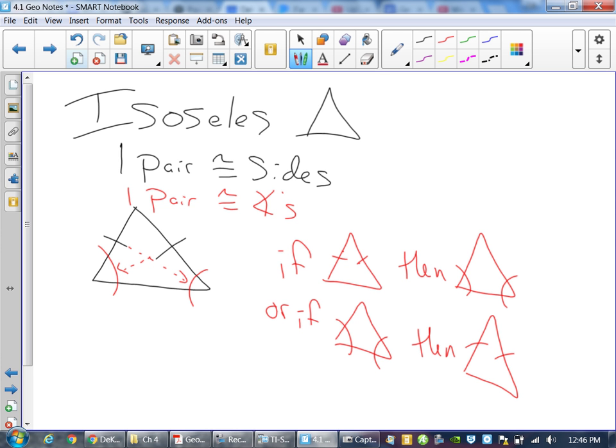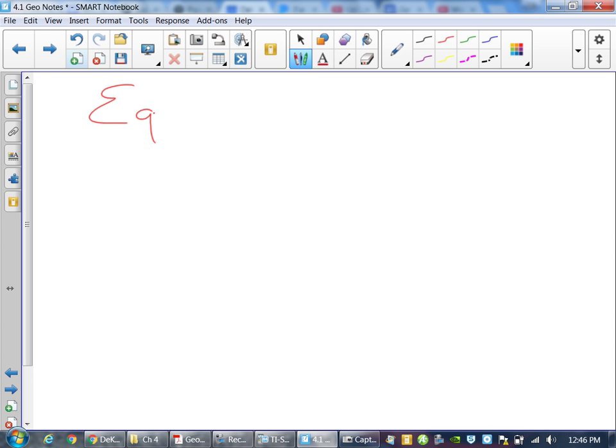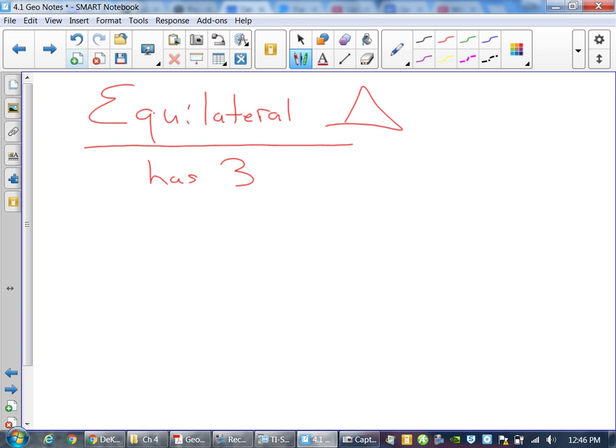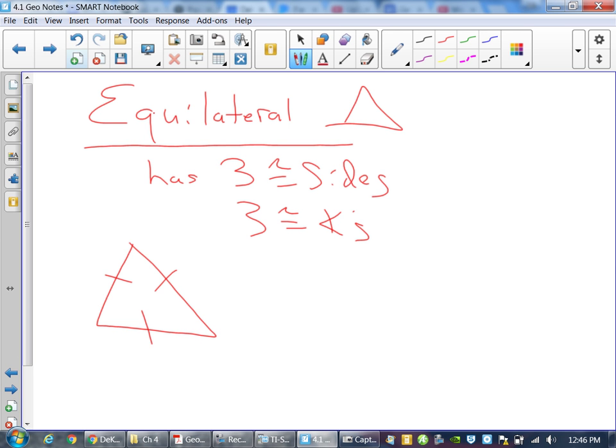Okay? What's another type of triangle? Equilateral, good. An equilateral triangle has all three sides congruent, and three congruent angles. You'll see that, which means that this will happen.